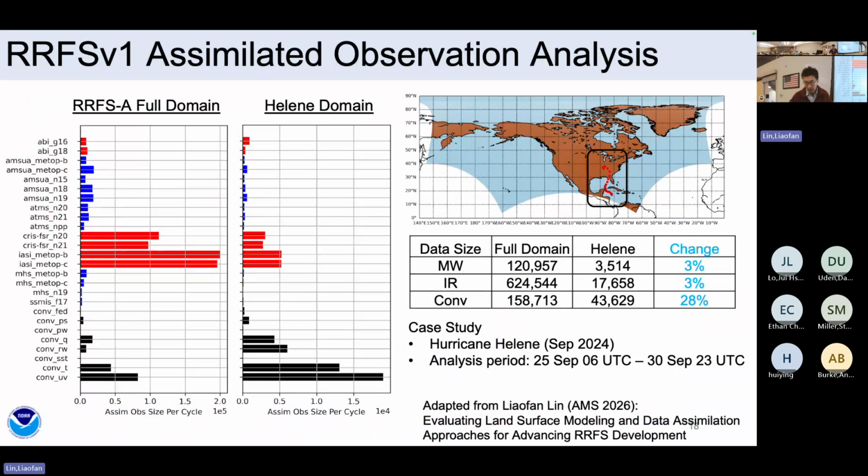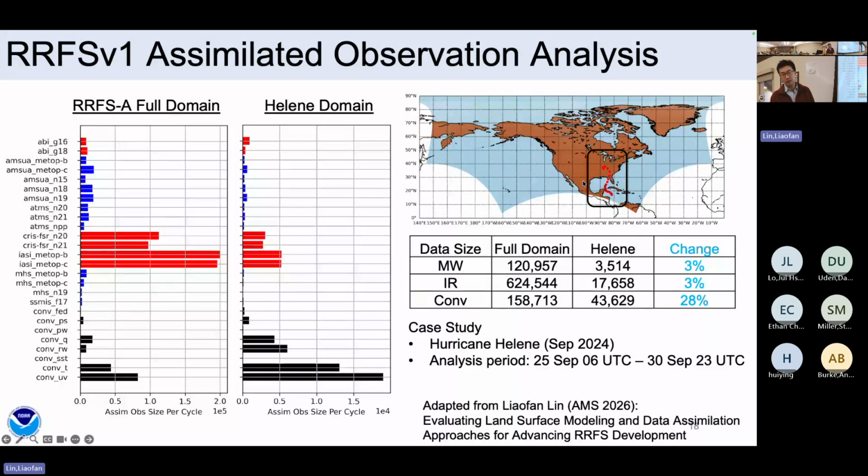And next one, I am going to introduce the observation impact. As I mentioned in the Rufus V1, we assimilate all kinds of observations to improve the analysis and to further improve the forecast. And for this study, we examine the observation count within the Rufus V1 domain, showing this blue domain. The domain covers the entire North America. And we also compare this with the data within the Hurricane Helene domain, over 6 days, in this black box.